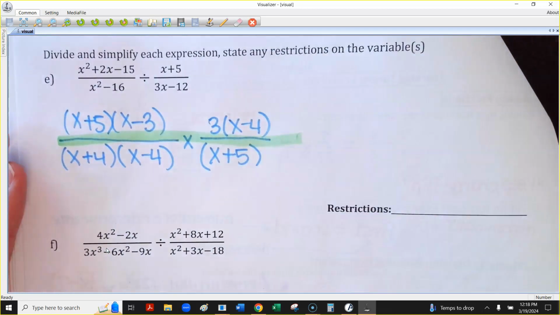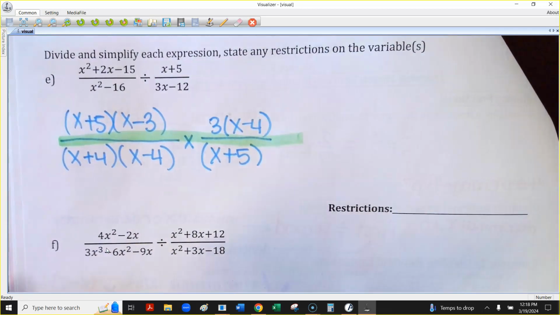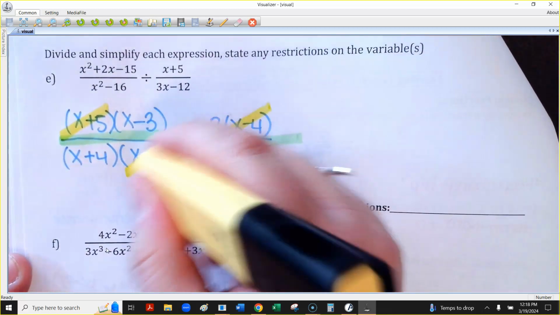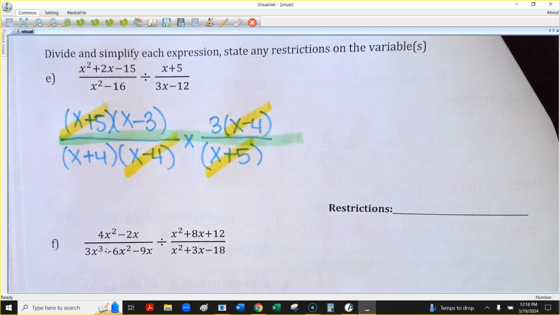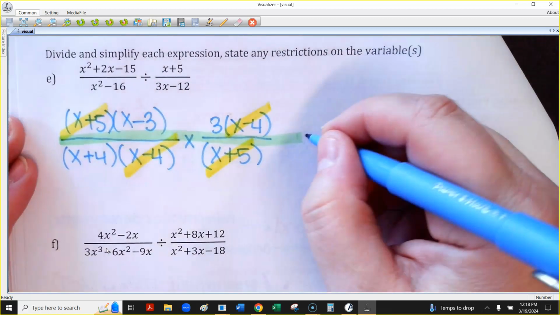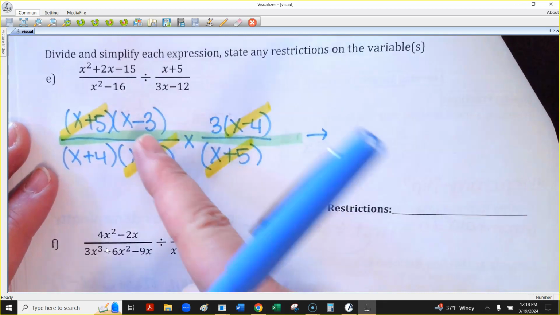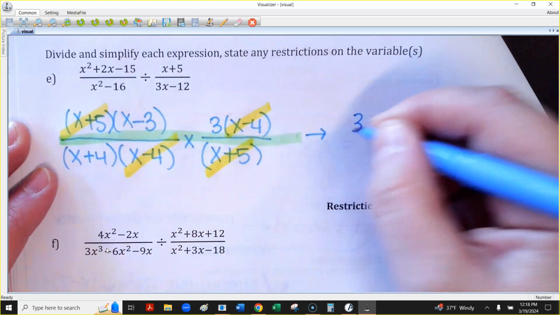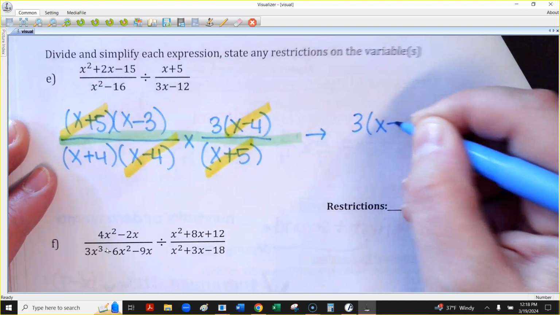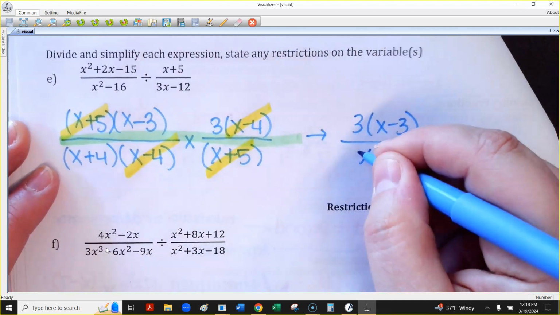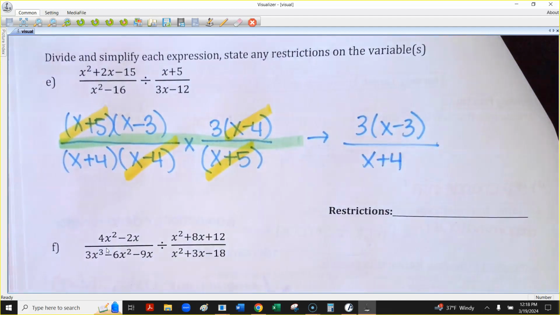All right, so this whole thing is one big fraction. Anything that matches on top and bottom, we're going to cross out one for one. So here's an x plus 5, x plus 5. X minus 4, x minus 4. Nothing else matches. So when I write my answer, I'm going to have you guys leave these in factored form. So don't multiply it out, just leave the parentheses. You have a 3 here and an x minus 3. I'm just taking that plain number and putting it in front of the parentheses, the x minus 3. And then on the bottom, I have an x plus 4. You don't need parentheses, but you can put them if you want to. This would be your answer.